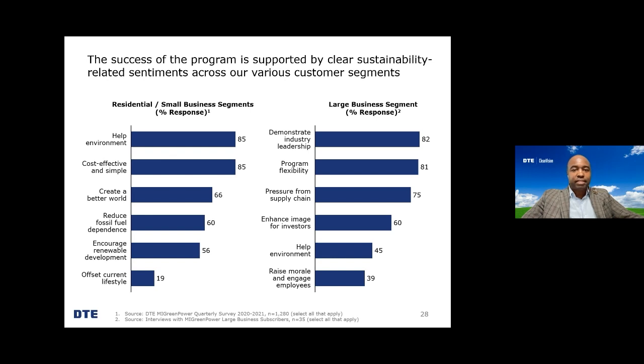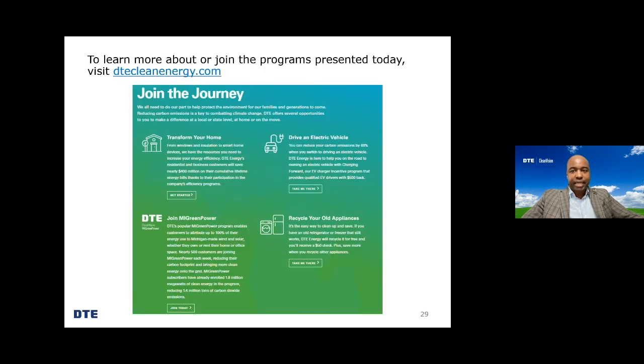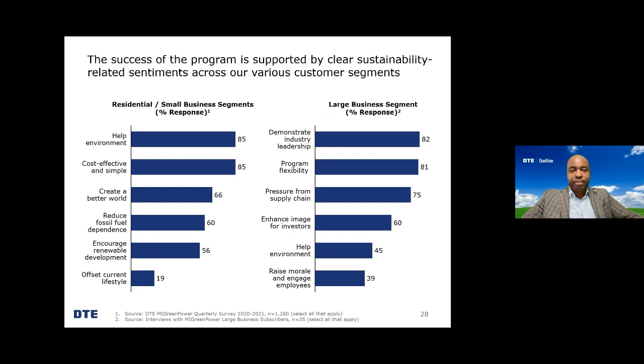And so that is what we're seeing across our residents and small businesses. While our large business segment really wants to demonstrate industry leadership, they want to be able to address their own carbon emission goals in a flexible way, while also then helping their own supply chain network demonstrate industry leadership across this particular space. And so that is my overview of the My Green Power program. I will turn it back to Joyce.